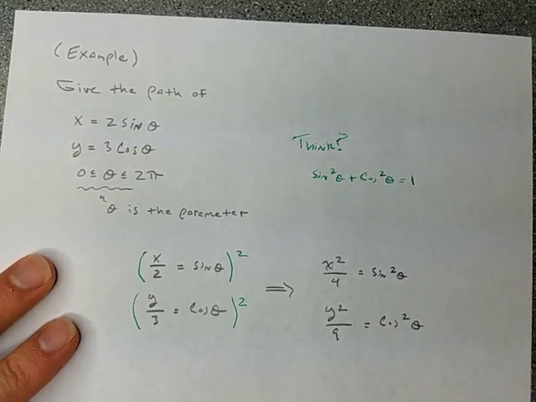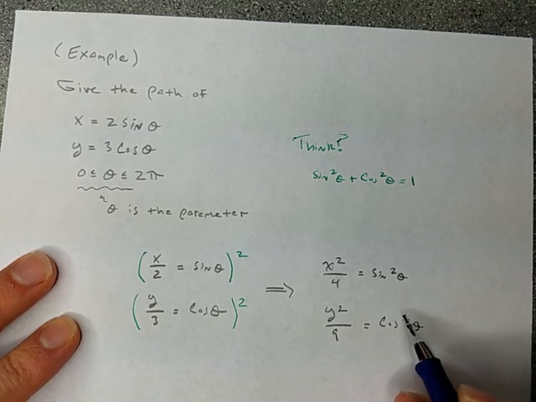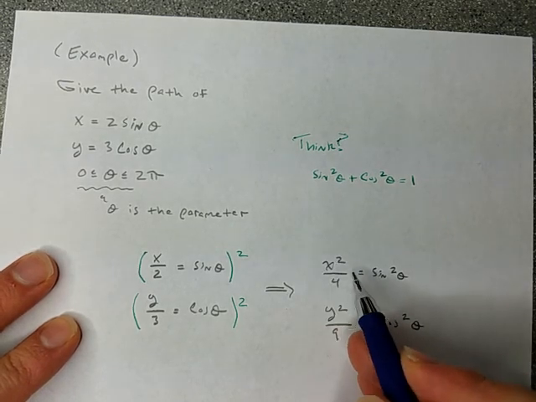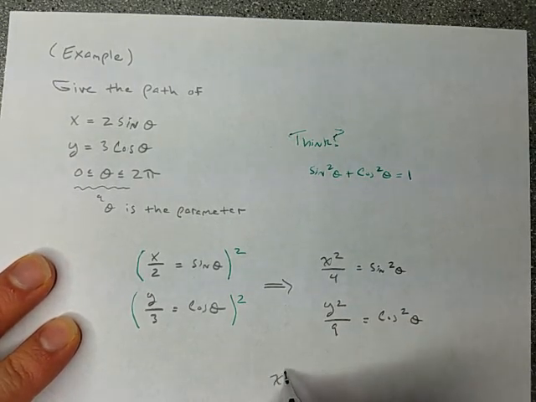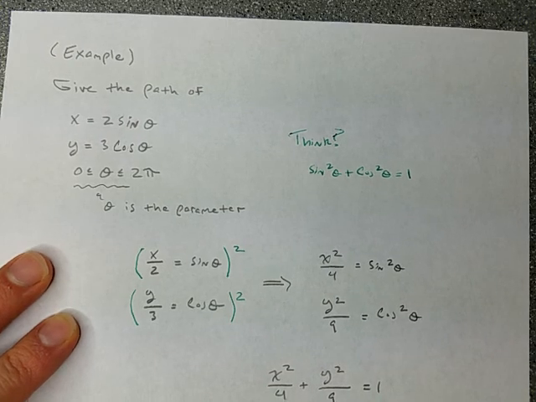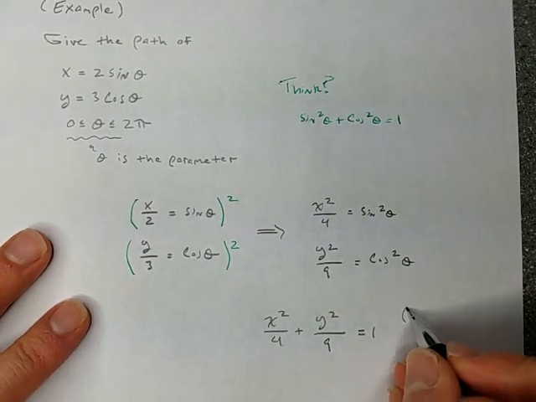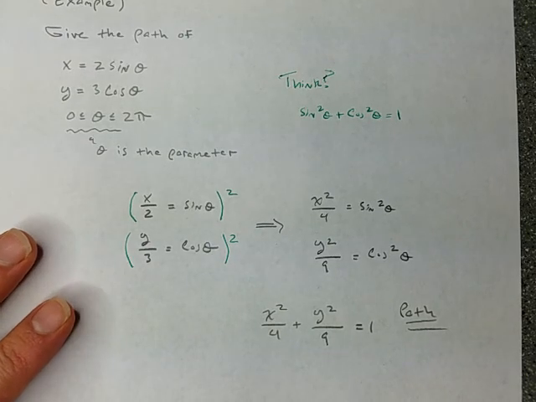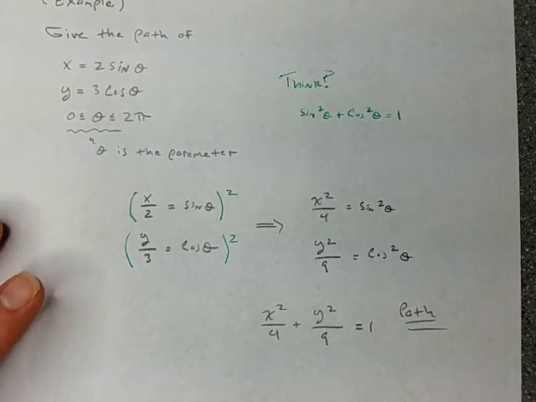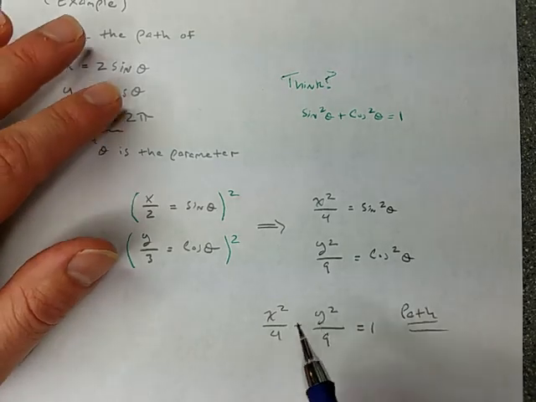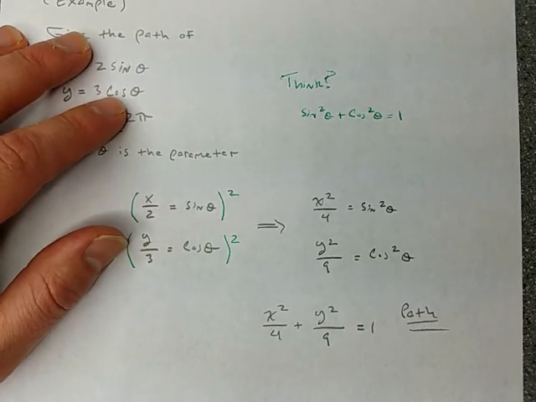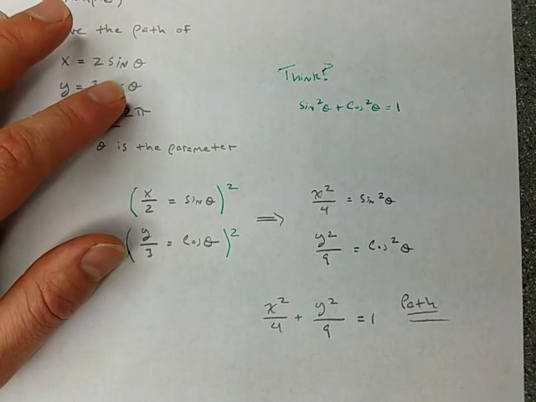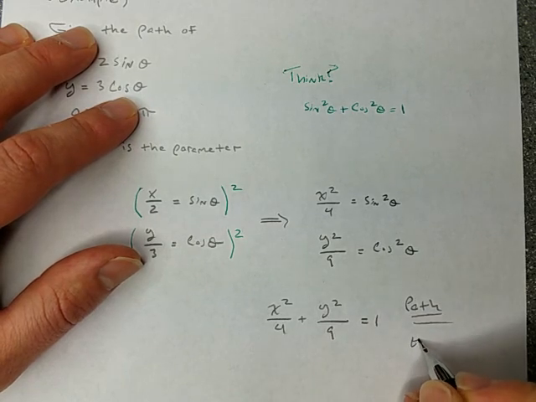Now, sine squared plus cosine squared is 1. Therefore, x squared over 4 plus y squared over 9 is also 1. So this would be my path right here. Now, what is that path, though? The idea is that we might recognize this, so that if we needed to graph it, we could. This is an elliptical path.